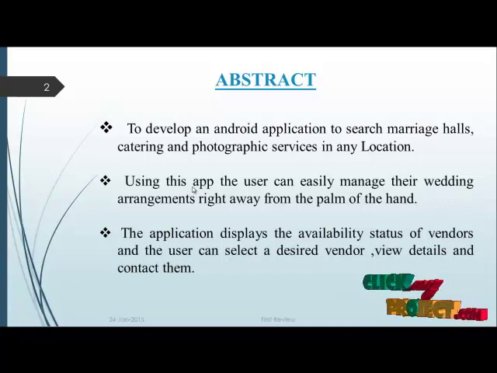In this application, we have two types of clients: one side is the vendor and the other side is the customer. The customer can find whatever is needed for the marriage hall, catering, and photography for the particular time, and will use this app during the marriage arrangement.